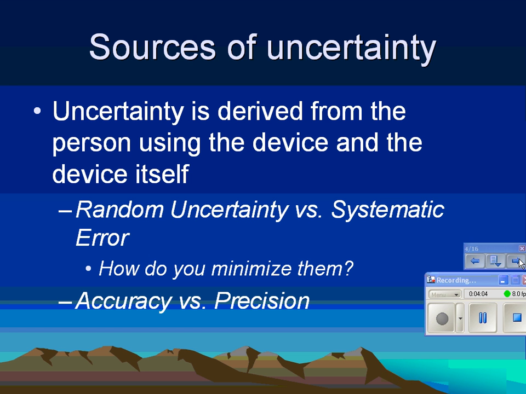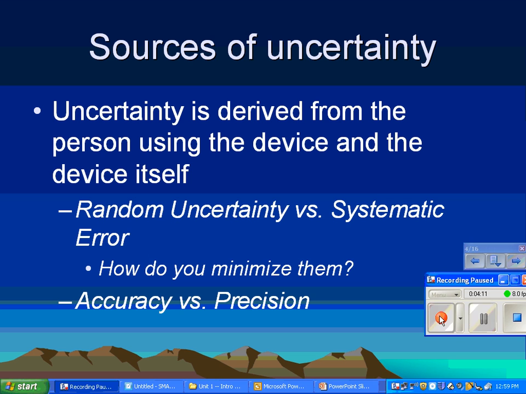So that's systematic error. That's error that's inherent within the tool itself that you need to consider before you start taking measurements. Okay, so with the uncertainty, that's one way of looking at it.